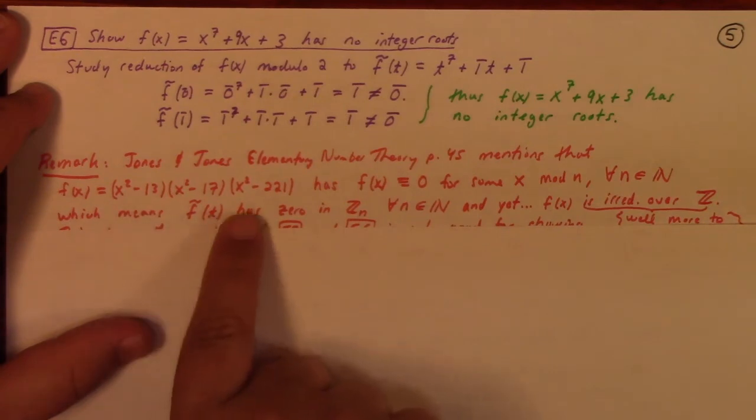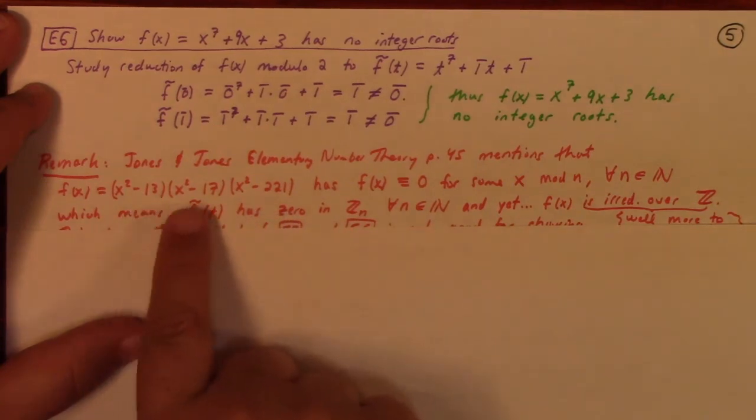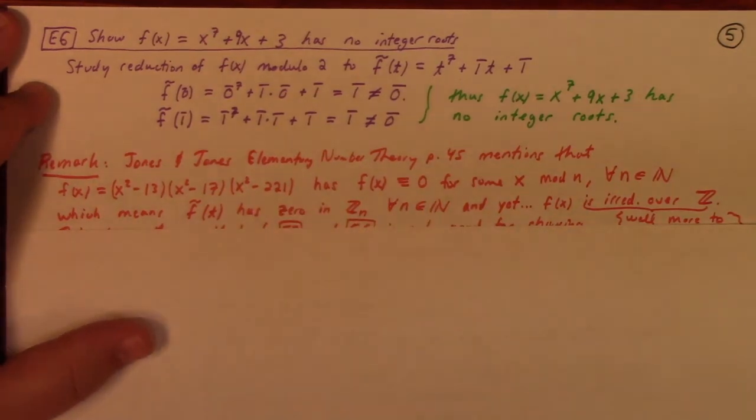The zeros of this are easy enough to see: plus or minus the square root of 13, plus or minus the square root of 17, plus or minus the square root of 221. None of those are integers.